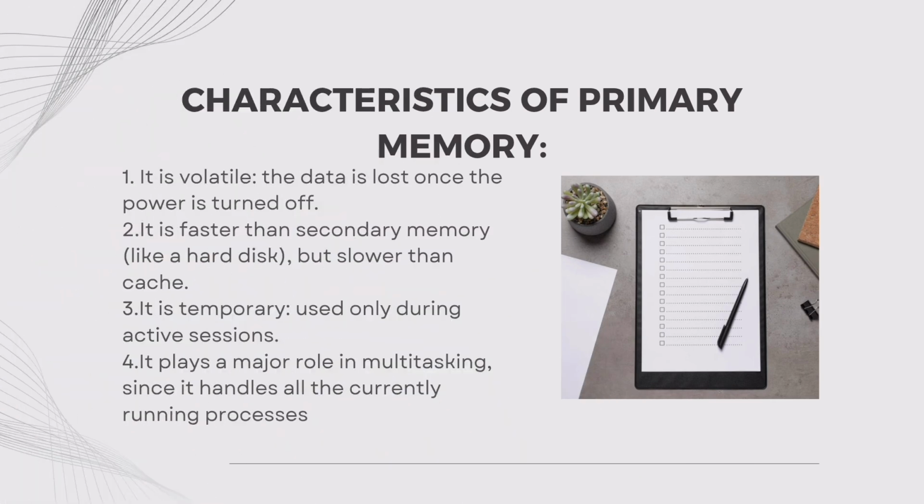There are characteristics of primary memory. It is volatile, which means the data is lost once the power is turned off. It is faster than secondary memory but slower than cache. It is temporary, that is, used only during active sessions. It plays a major role in multitasking since it handles all the currently running processes.